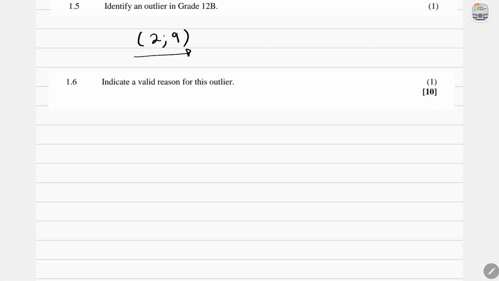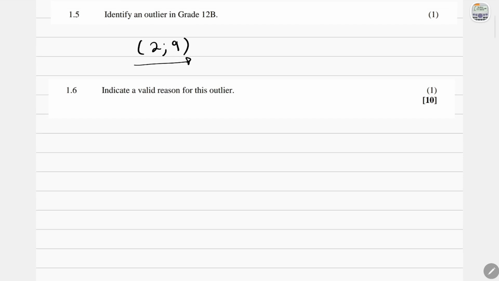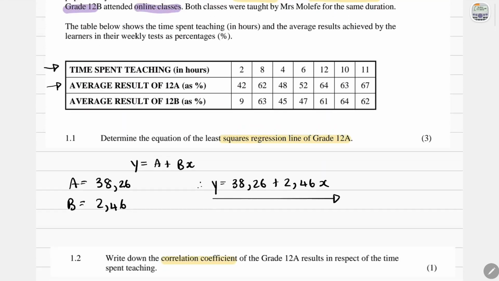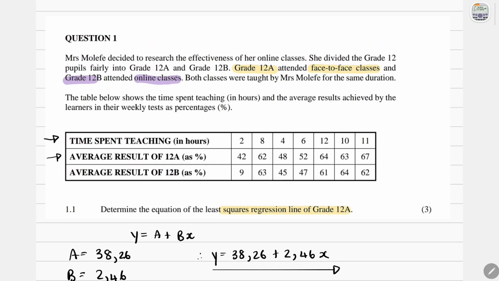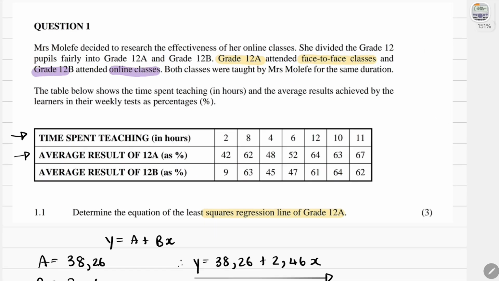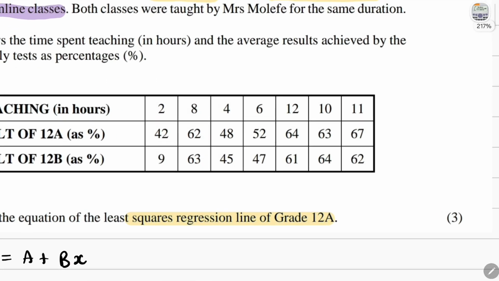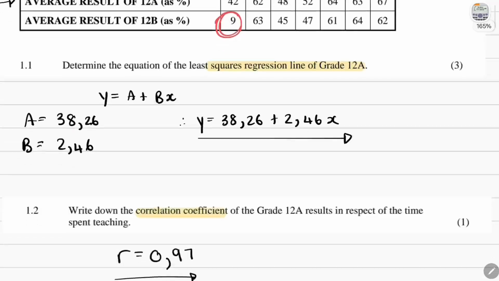Question 1.6 says, indicate a valid reason for this outlier. Just indicate any valid reason. So these were the results. Grade 12B was taught online. What could be a valid reason why they would perform so poorly if they were taught online? You can just give that reason. Any valid reason.